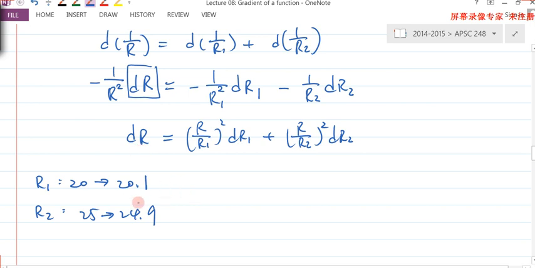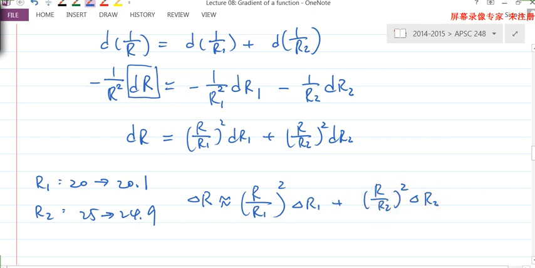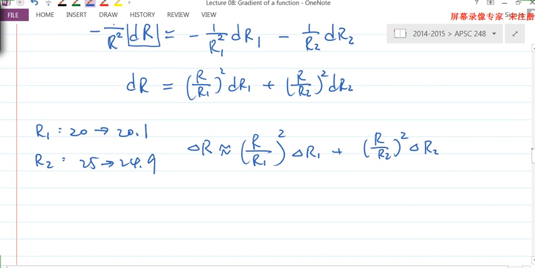So, if we're required to calculate this, your formula is delta R approximately equal to R over R1 squared delta R1 plus R over R2 squared delta R2. Okay? That's the formula you can use. But you've got to be careful with one thing right here. What is delta R1? What is delta R2? And what is R? What is R1, R2?